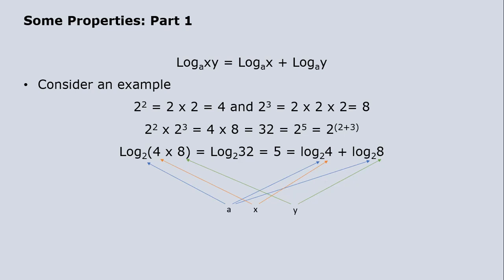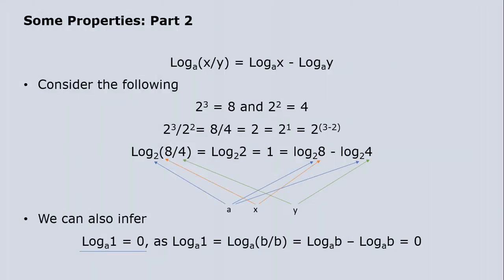You'll also get the same number 5 if you were to add log base 2 of 4, which is 2, and log of 8, which is 3. Moving on to the next property, which is log of x divided by y is log of x minus log of y. Like last time, let's consider the example of 8 and 4. Log base 2 of 8 divided by 4 is log of 2, which is 1. You can also get the same value by subtracting log of 4 from log of 8.